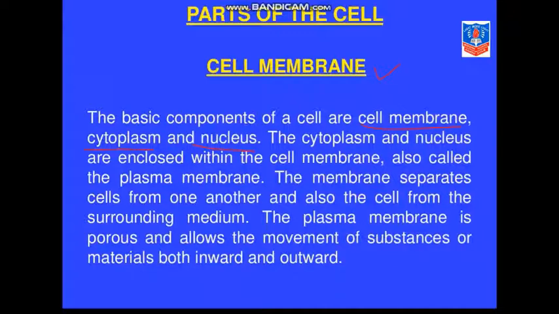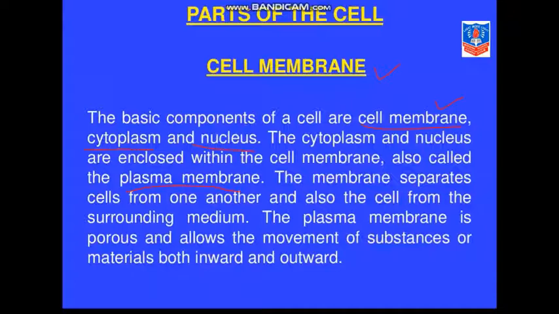The cytoplasm and nucleus are enclosed within the cell membrane, also called the plasma membrane. Cell membrane के अंदर ही होते हैं cytoplasm और nucleus. पहले covering होती है cell membrane की, उसके अंदर होते हैं cytoplasm and nucleus. And cell membrane is also known as plasma membrane. The membrane separates cells from one another and also the cell from the surrounding medium. सेल को डैमेज होने से भी प्रोटेक्ट करती है मेम्ब्रेन और एक सेल को दूसरे सेल से सेपरेशन देती है.